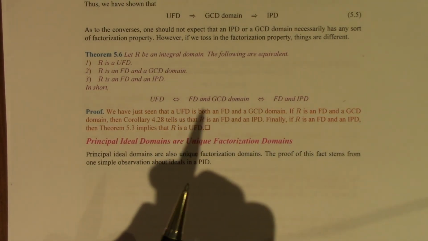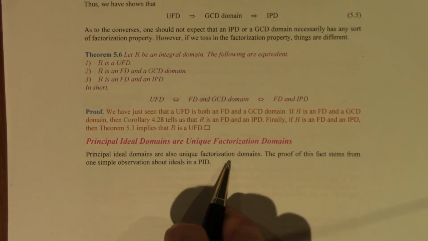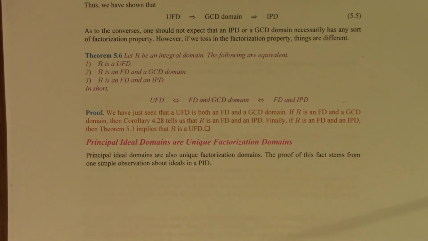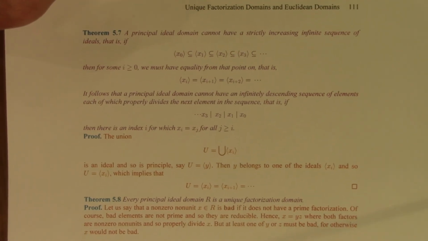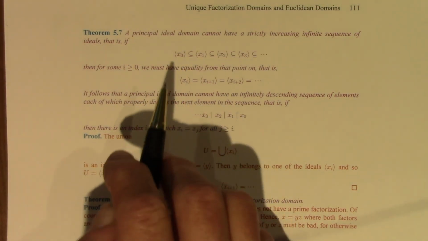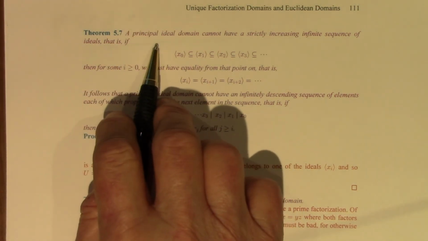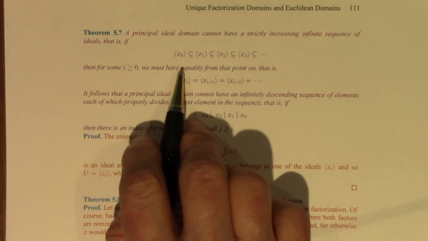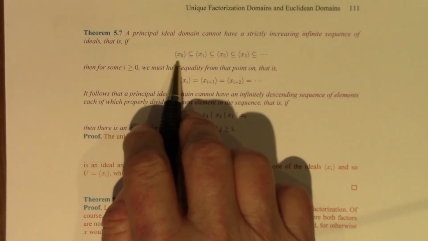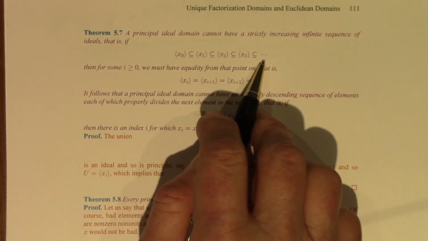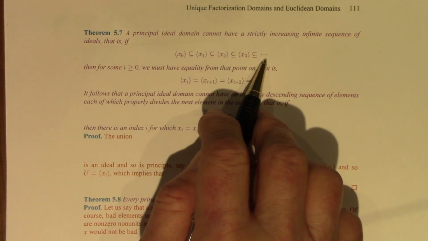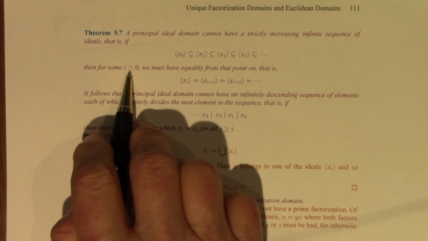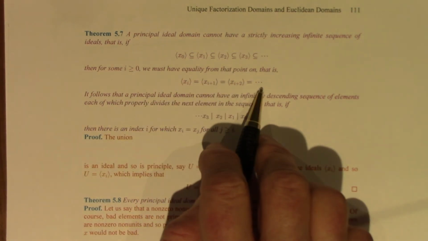Finally, principal ideal domains are also unique factorization domains. And the proof of this fact stems from a simple observation concerning principal ideal domains. A principal ideal domain cannot have a strictly increasing infinite sequence of ideals. So if we have a non-decreasing sequence of ideals, then at some point, for some i, we must have equality from then on.